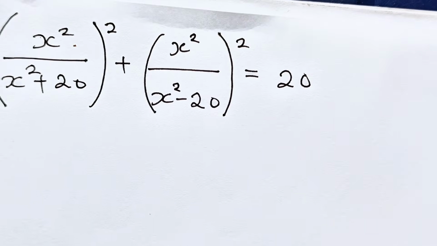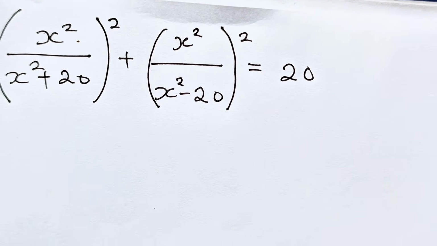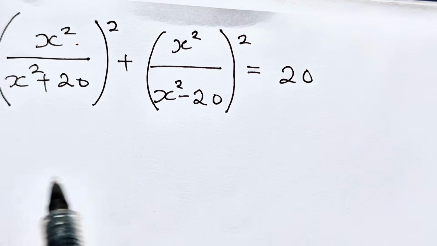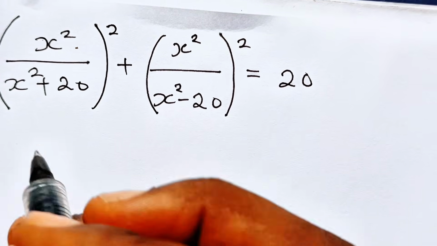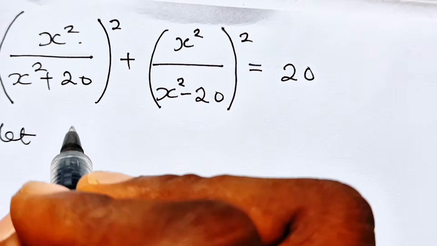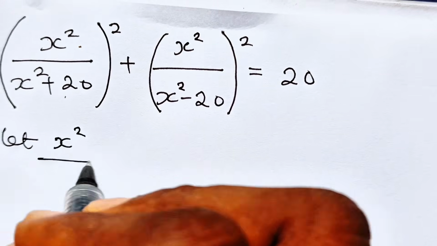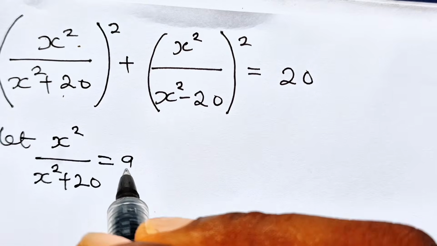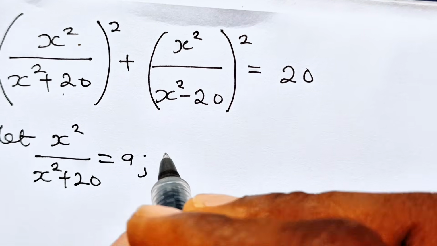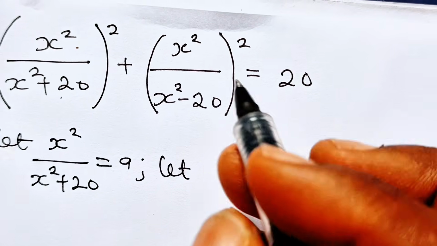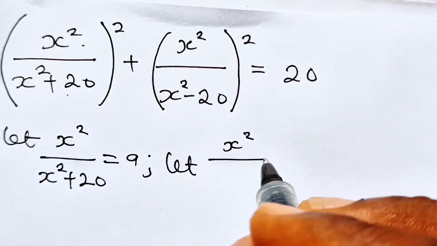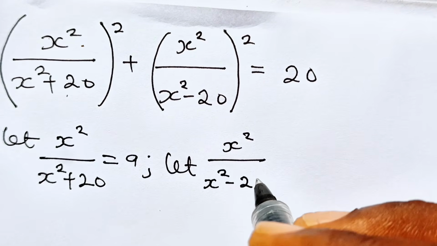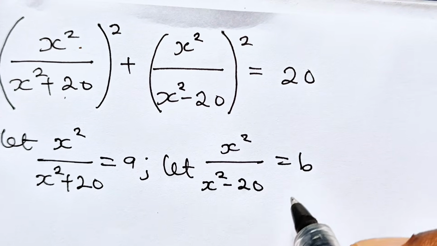Today we have an amazing math question to solve. First of all, let's simplify this by saying, let x divided by x squared plus 20 be equal to a, and let x squared divided by x squared take away 20 be equal to b.